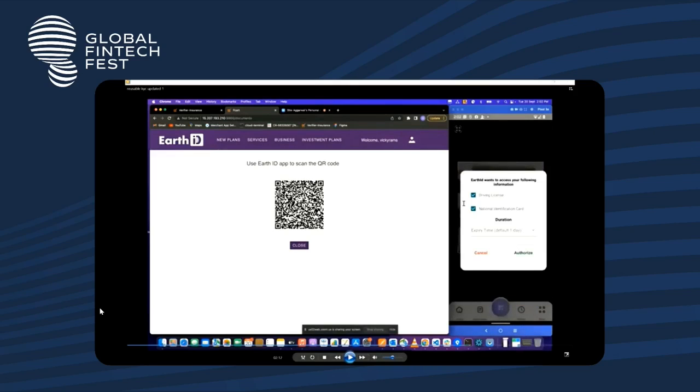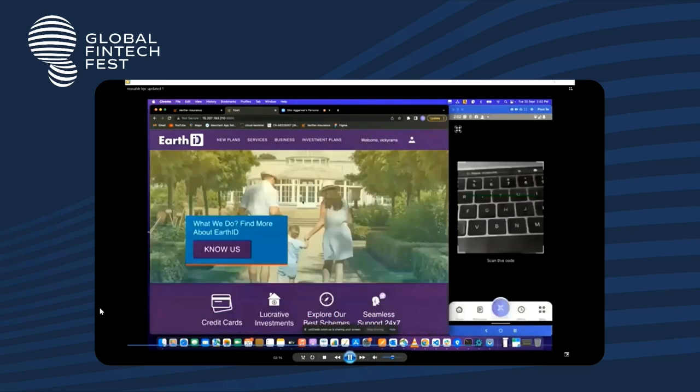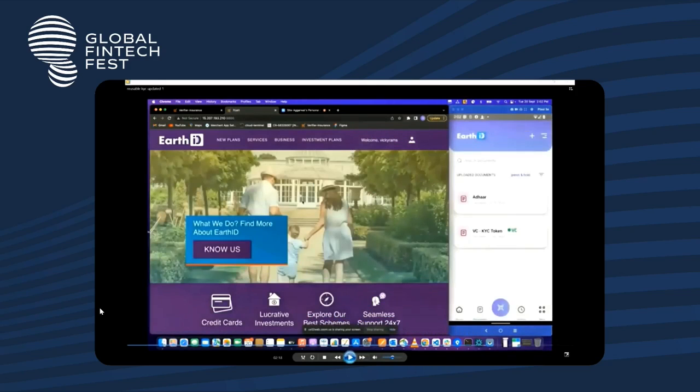The user receives a notification on the app to authorize sharing of the requested information. Once the user provides consent, the requested information is shared with the bank using a selective data disclosure model. The bank can then issue the user a KYC token on successful verification. As you can see, the user has now received a KYC token in his wallet.